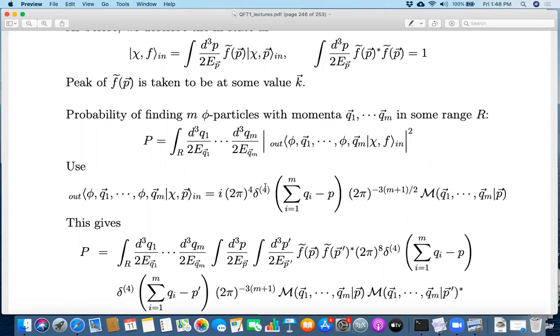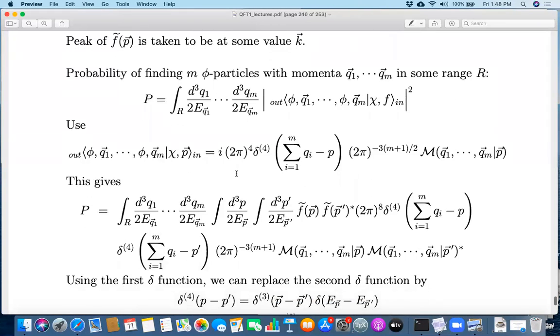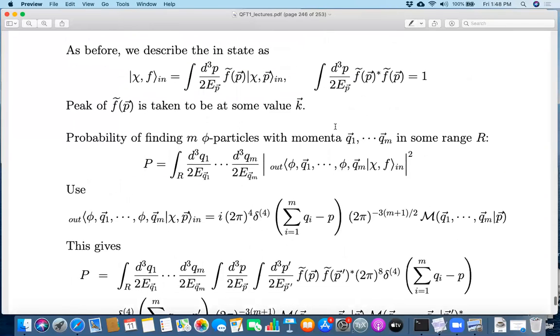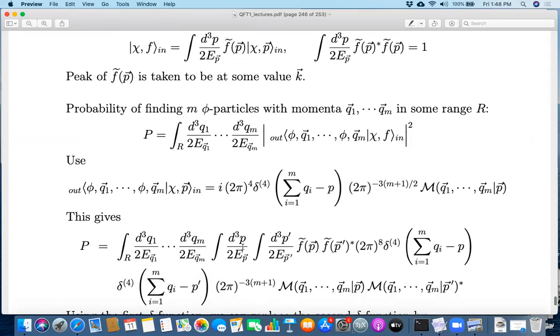So we basically substitute this in the expression for P and let's see what we get. So we have these integrals. This is the same as this. Here, because you have mod square, you have the product of the original term and its complex conjugate. The original term is written as an integral, and the complex conjugate is also written as an integral. So I have written those as integral d cube p over 2 p, d cube p prime over 2 p prime, f tilde p, f tilde p prime star.